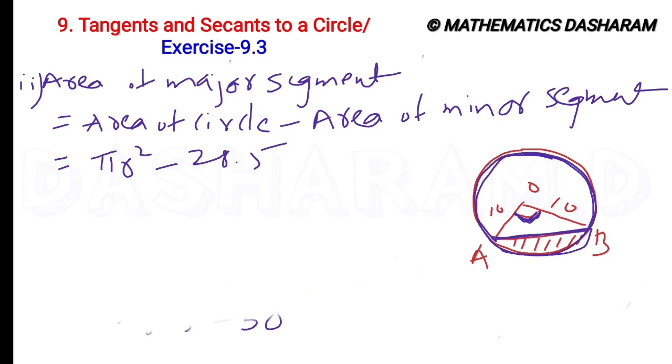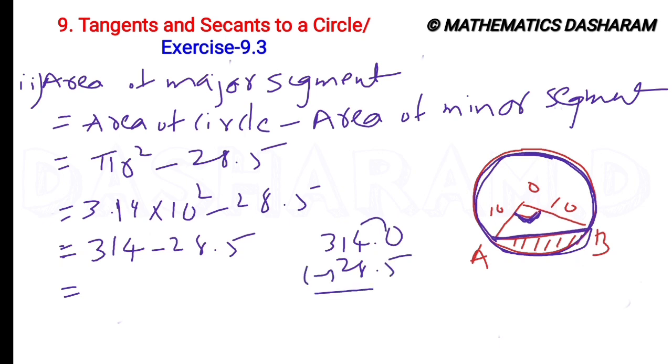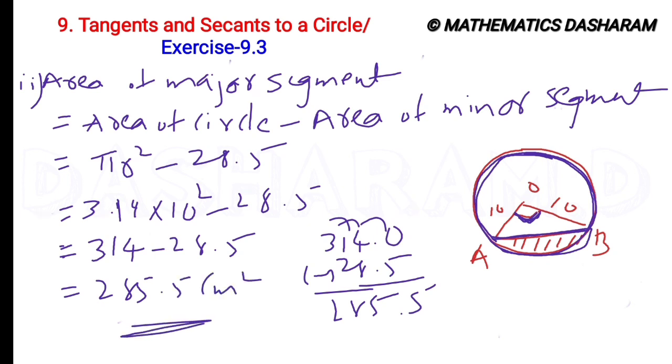So the pi value given in the question is 3.14, and here the r value, radius of the circle, so 10 square, minus 28.5. 3.14 into 10 square, just now I explained, is 314, minus 28.5. 314 can be written as 314.0, here 28.5. So do the subtraction: 10 minus 5, 5; 13 minus 8 is 5; 10 minus 2, 8; 2. So 285.5 centimeter square.